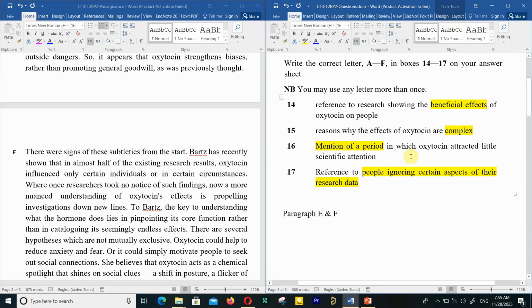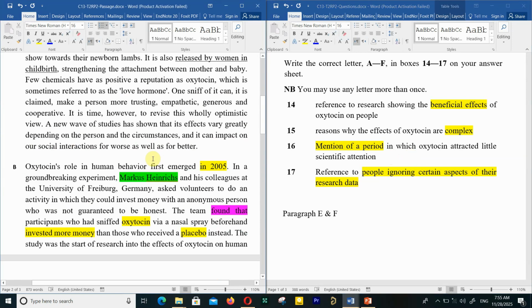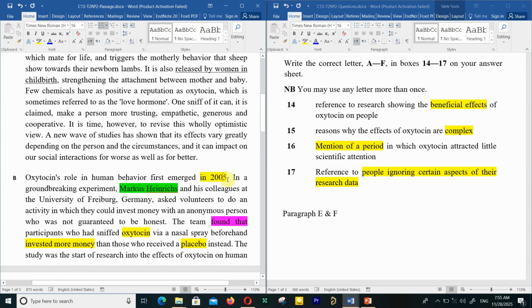If you have a very limited time, you can easily find this one. Mention of a period. We have just one period mentioned, in 2005. That is the right answer. It's really easy to find. And maybe if you wanted to be certain, attracted little scientific attention.